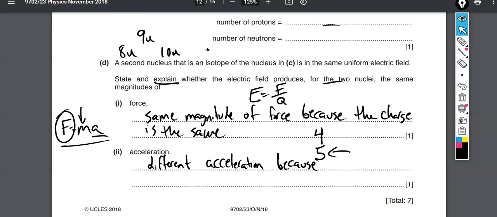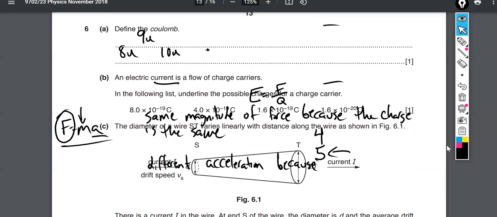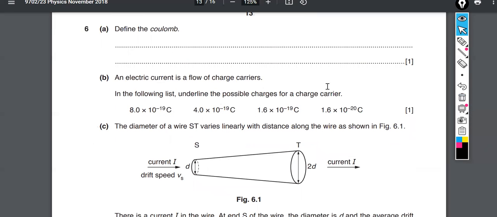And that's the final, the 7 marks there. So you can see that the next question here, question 6, we're getting into defining the Coulomb, which we'll deal with next time.